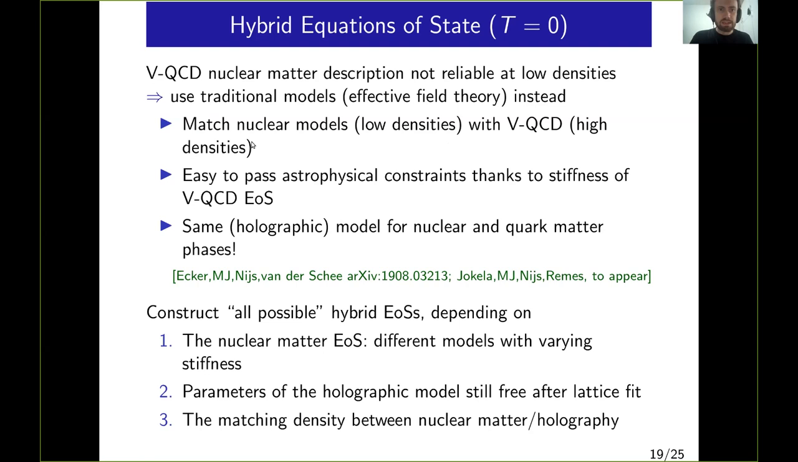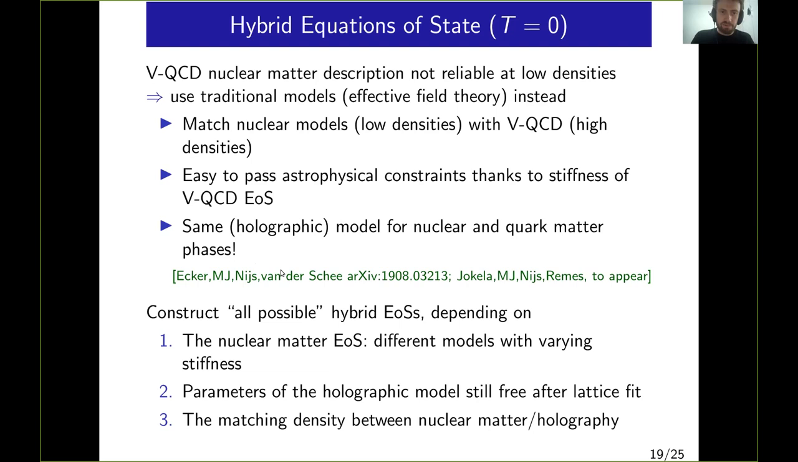And as I said on the previous slide, these hybrids are viable, so they will pass all the astrophysical constraints, and it's easy because of the stiffness of the VQCD equation of state. And as I already stressed, you get the same holographic model for nuclear and quark matter phases. So the low density nuclear matter is given by the traditional nuclear matter models, but everything else, including dense nuclear matter and dense quark matter, is given by the holographic model.